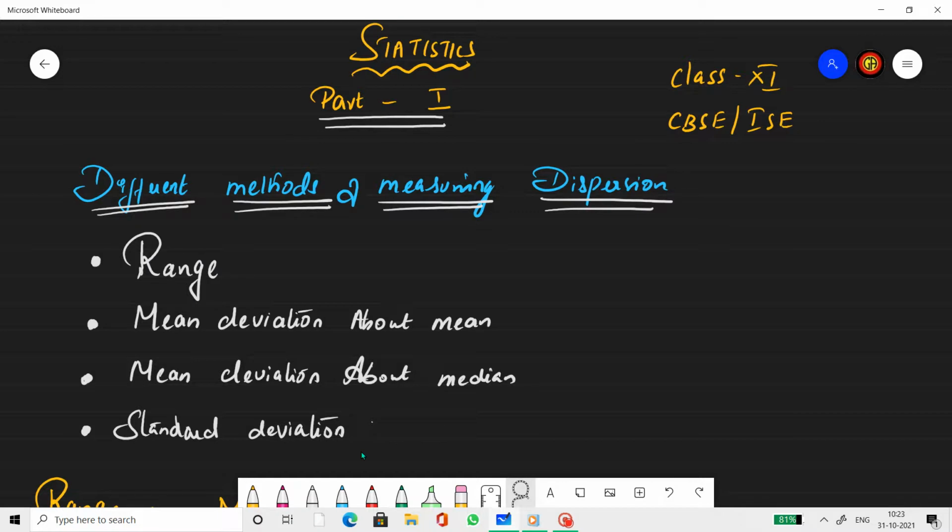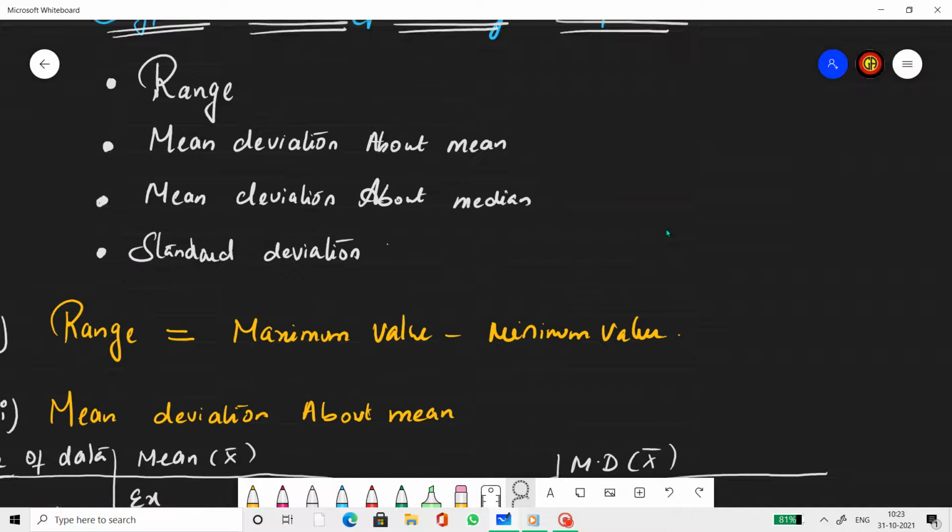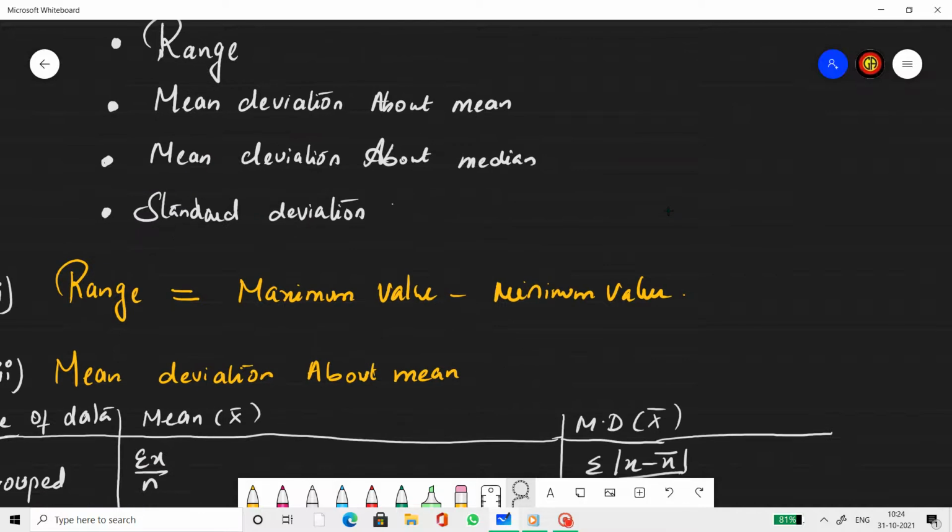So first one in this is range. Range is actually very simple. Maximum value of x minus the minimum value of x. The data given will be ungrouped data. You take the maximum out of that and the minimum out of that. The maximum value minus the minimum value is said to be the range value.